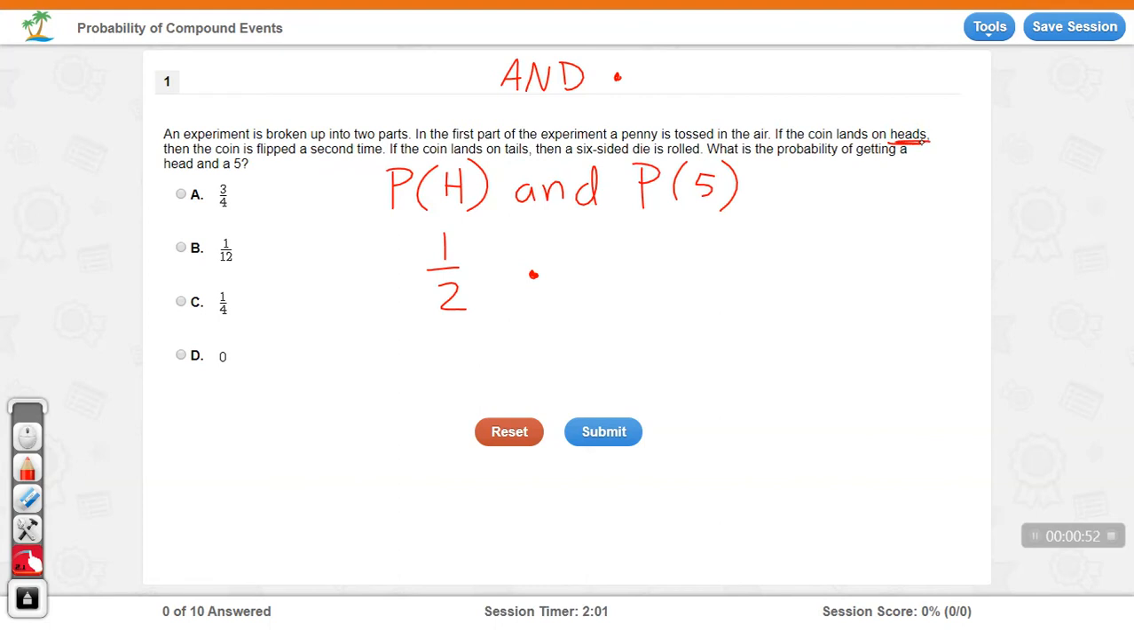If the coin lands on heads, what's the result? Well, then the coin is flipped a second time. That means that if the coin lands on heads, which is what we're looking for, are we even going to roll a die? No, we're not even going to roll a die. We're going to be flipping another coin, which means the probability of getting a 5, if we got heads the first time, is actually 0. All right? Because there's no chance you'll get a 5 if you get heads, because you won't be rolling a die. So in this case, 1/2 times 0 is 0, making 0 our answer.